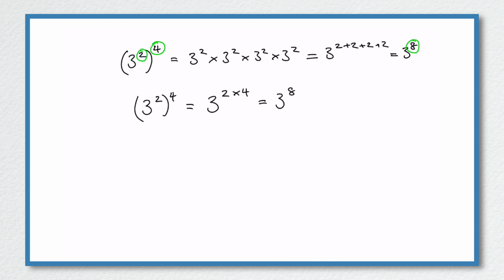So if I had 5 to the power of 3 all to the power of 4, it would be 5 to the power of 3 multiplied by 4, which is equal to 5 to the power of 12. So that's how that works.